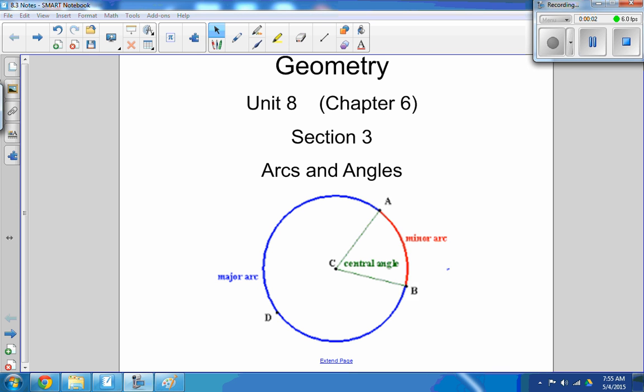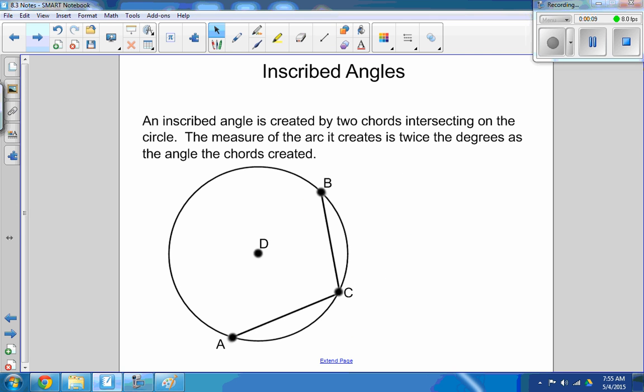Geometry, Unit 8, which is Chapter 6 from the book, Section 3, Arcs and Angles. So an inscribed angle is created by two chords intersecting on the circle. The measure of the arc it creates is twice the degrees as the angle the chords create.